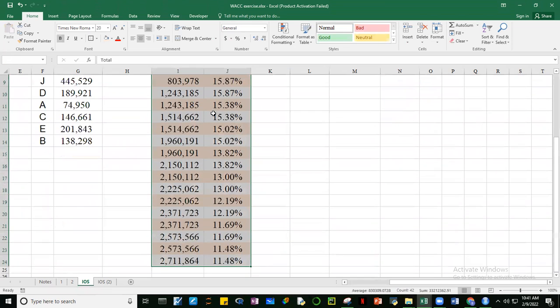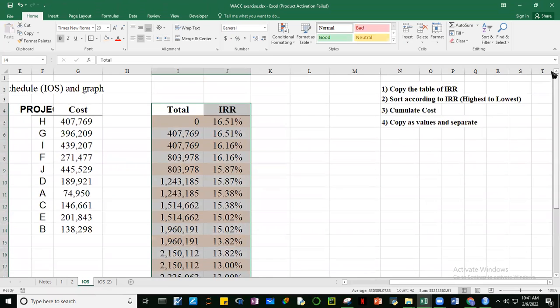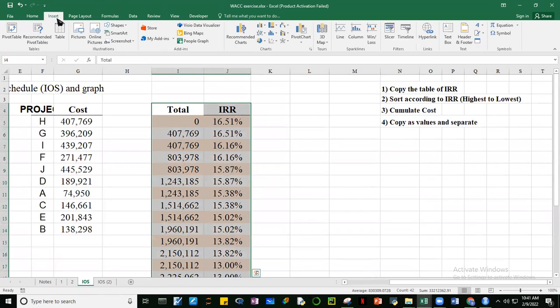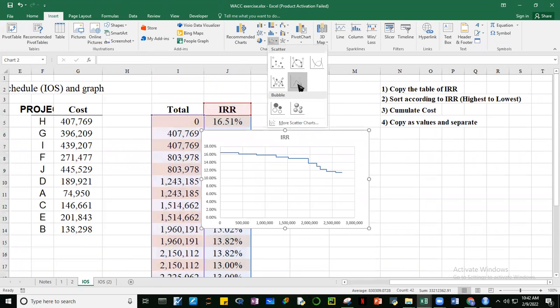Okay, highlight natin to and then insert. Okay, we're going to use this one. Ito, yung scatter, and then this one, pwede rin to. Pwede rin to, no? Pero I prefer, sige, ito na lang.